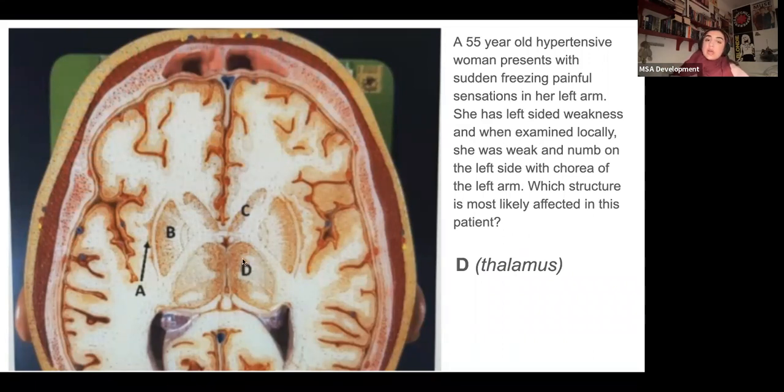And as you can see, the internal capsule over here is actually not highlighted. Otherwise, that could also be correct in this case. Over here, we only have parts of the nuclei that are highlighted or labeled, I mean. But it's the thalamus specifically that is affected, and we know that because of the focal sensory problem, and therefore the answer is D. If they also labeled the internal capsule, technically that could be correct and you could appeal it.